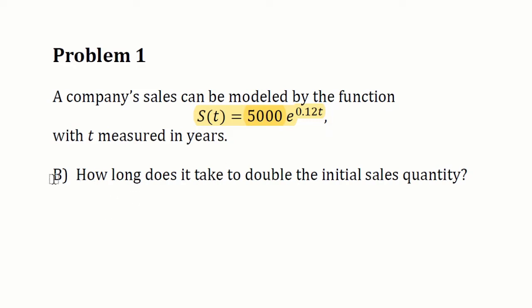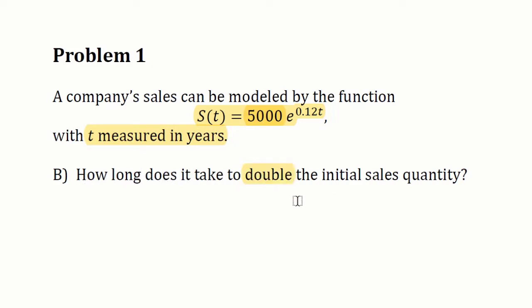But question A and question B are two problems independent from each other, and they both take information out of this given information right here. So we're still working with that same company where the sales is growing according to this model, 5,000 e to the 0.12t. Now we want to find out how long, and we know that t is measured in years. So how long does it take to double?